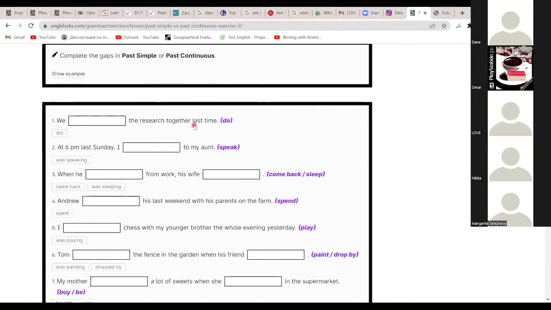У вас конкретное время не указано. Написано просто в прошлый раз. Last time. То есть это раз было в прошлом, in general. У вас поэтому past simple. Во втором. I was speaking.